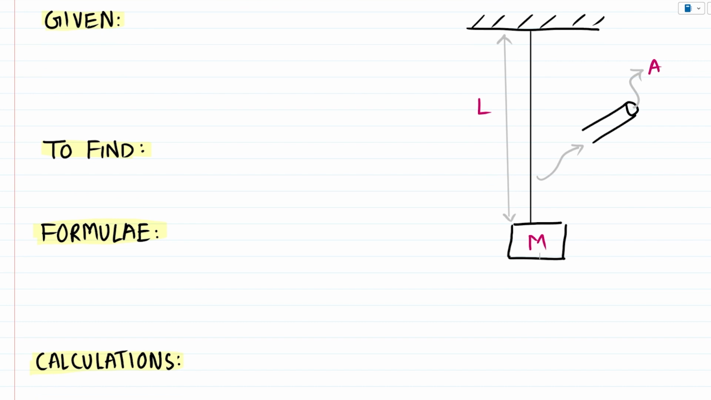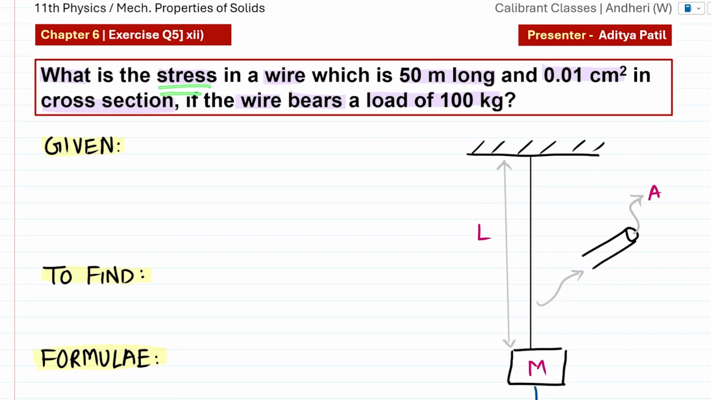Now, since we attach this load to a wire, and of course, because this load has some mass, it will experience a downward force, that is the weight of this load, and this weight is mass times gravitational acceleration. And because of this load, हमारा जो wire है that will also experience a downward force. Because of this, our wire will go under some stress, and that stress is what we have to calculate in our given question. So let's try to quickly calculate that stress.